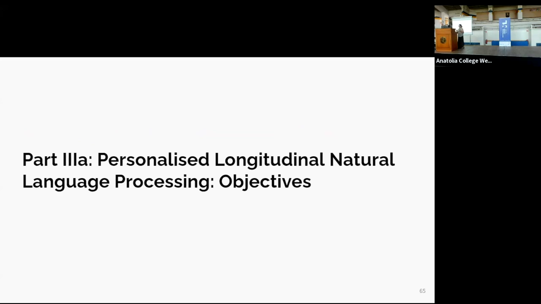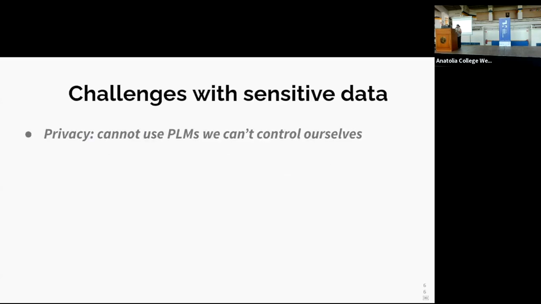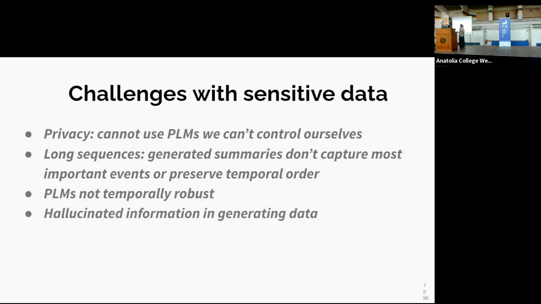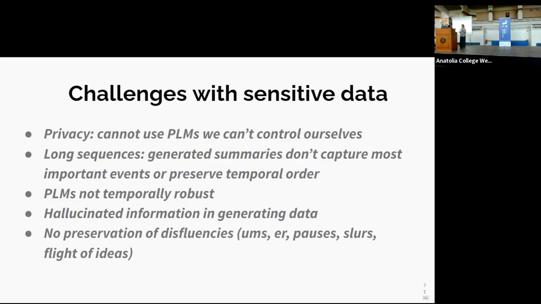So with this in mind, I'm moving to the work that we're doing as a group on personalized longitudinal natural language processing. We're motivated by several things and challenges with sensitive data. For one, you can't use pre-trained language models that you can't control yourself, that you don't have, where you don't know how they've been trained. And unfortunately, we don't know very much about what data these large language models are trained on. In long sequences, generated summaries don't capture the most important events or preserve the temporal order. So that's another thing that motivates the kind of work we're doing. They're not temporally robust. There's hallucinated information, and there's no preservation of individual style.